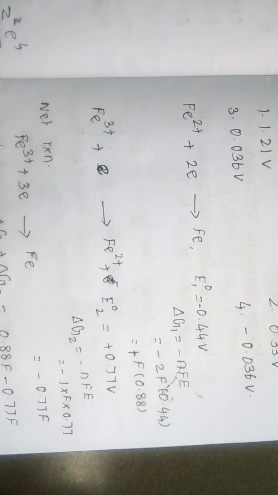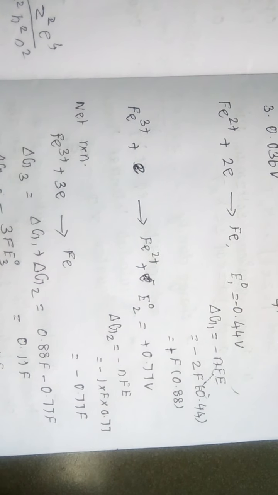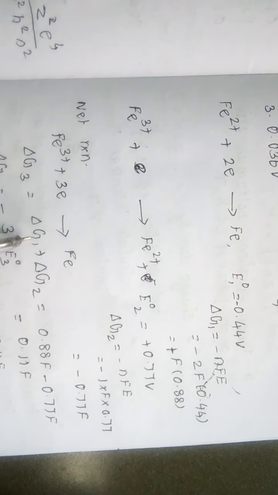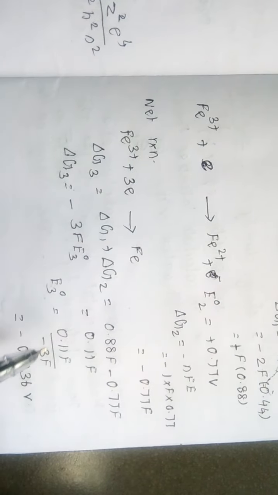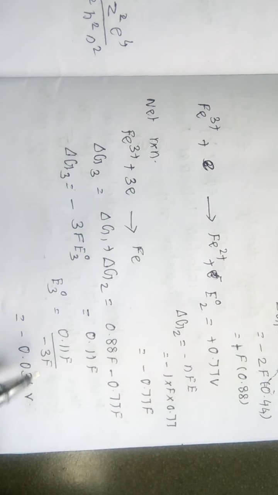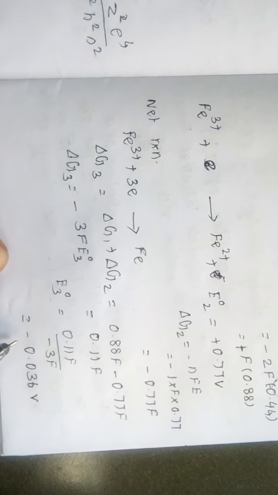But the net reaction is Fe3+ plus 3 electrons gives Fe, and its change in free energy will be delta G equal to delta G1 of this reaction plus delta G2 of this reaction. When you add these changes in free energies, you will get the Gibbs free energy change of this reaction. When you add this, you will get minus 0.11 F. When you rearrange the equations, E0 of this third equation will become minus 0.11 F by minus 3F.